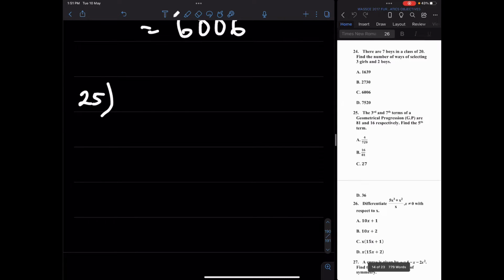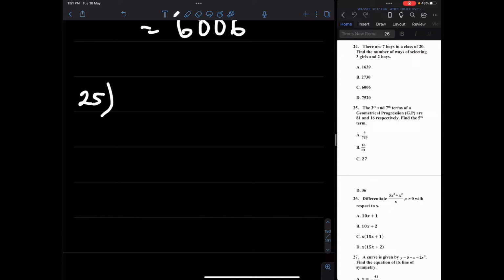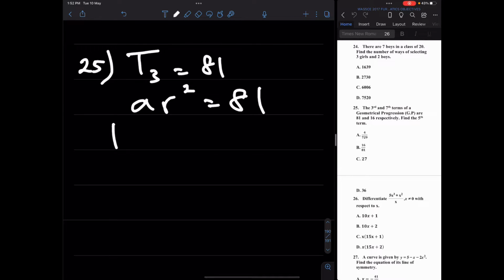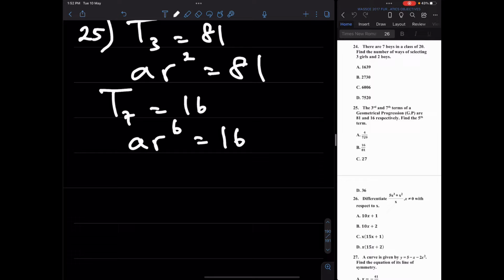Number 25 now. The third and seventh terms of a geometrical progression GP are 81 and 16 respectively. Find the fifth term. The third term is 81, and the formula for the third term of a GP is AR squared. That means AR squared equals 81. Now the seventh term is T7, and that's 16, and the formula for the seventh term of a GP is AR raised to the power 6. That means AR raised to the power 6 equals 16.